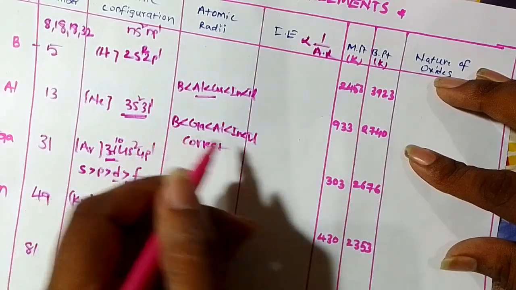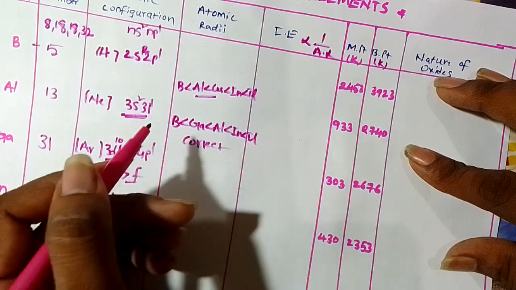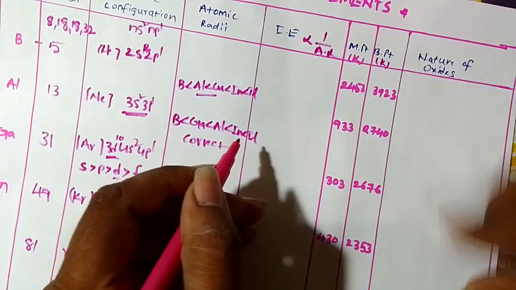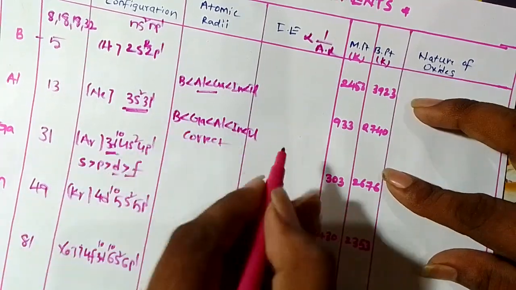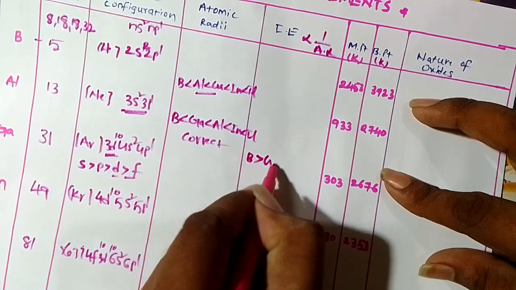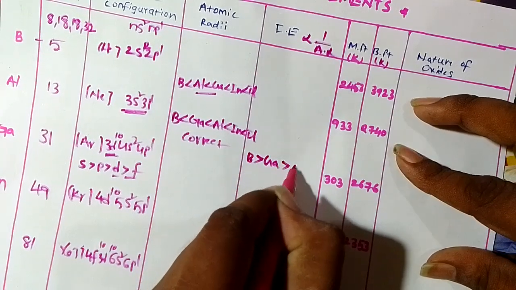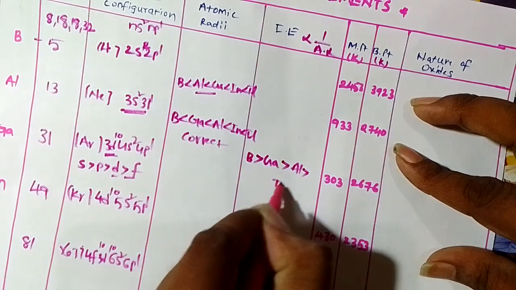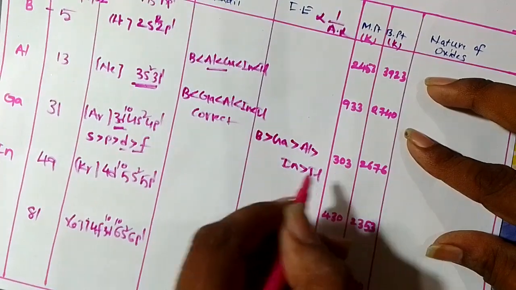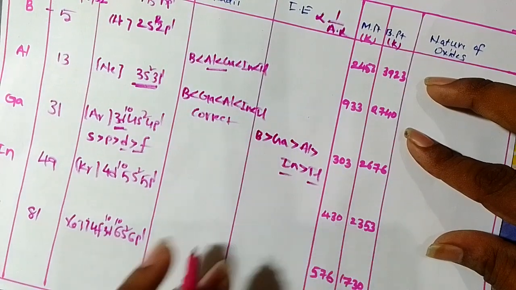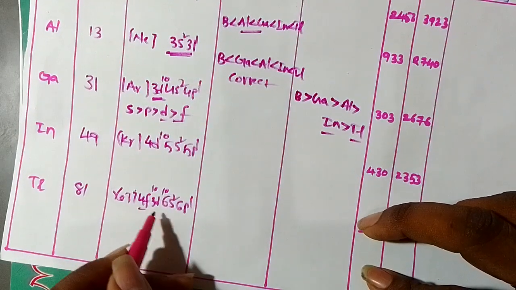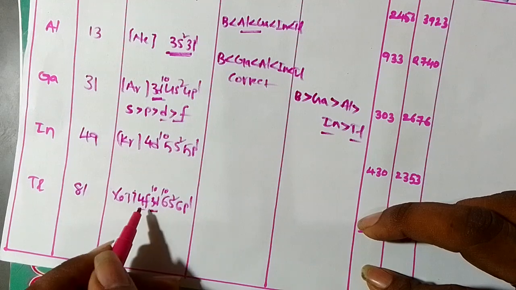Now from boron to thallium atomic radius is increasing, so ionization energy decreases. Now boron has the highest ionization energy, followed by gallium, followed by aluminum, followed by indium, followed by thallium. But there is a small change that takes place in this sequence between indium and thallium. When we observe the electronic configuration of thallium, it contains 4f and d orbitals.